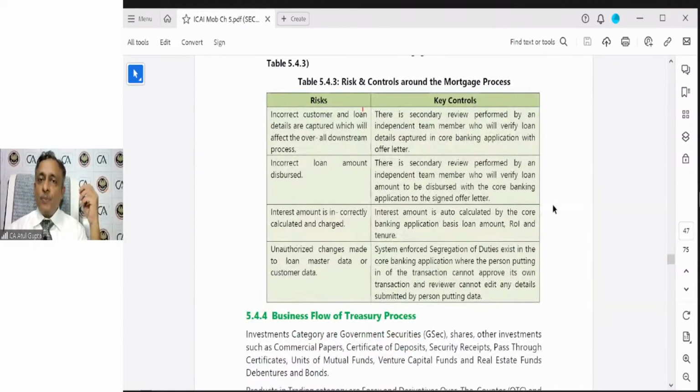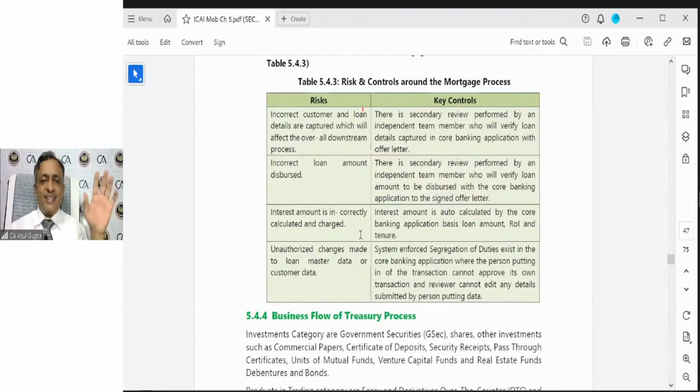There is a secondary review performed by an independent team member who will verify loan details captured in the core banking application with the offer letter. So whether the details have been properly captured, otherwise this is a disaster, an incorrect loan amount. The way systems are today, this is not really a possibility, but still the risk is there. So there has to be a secondary review by an independent team member who will verify the loan amount to be disbursed as per the sanction.